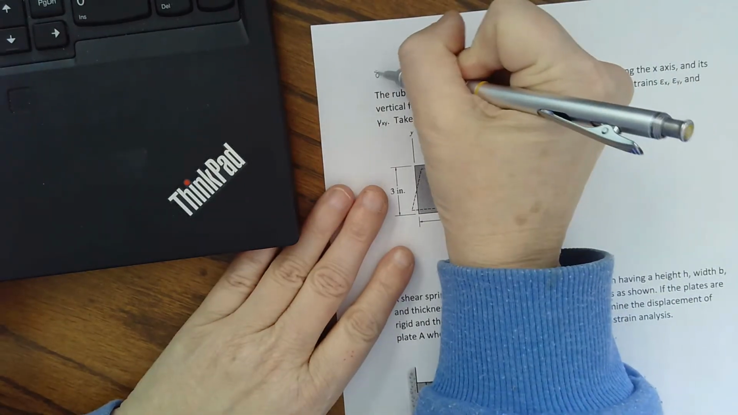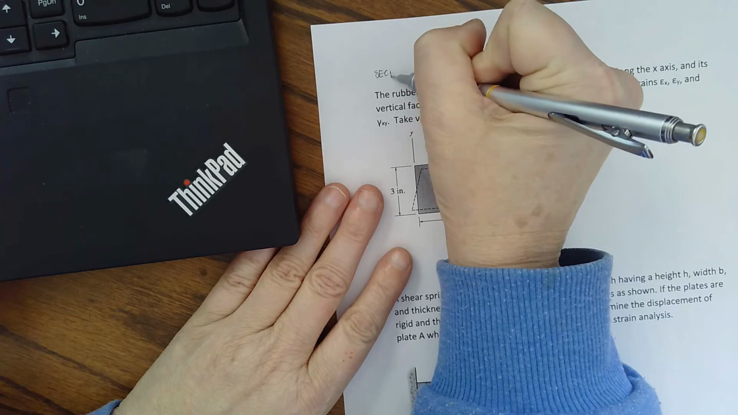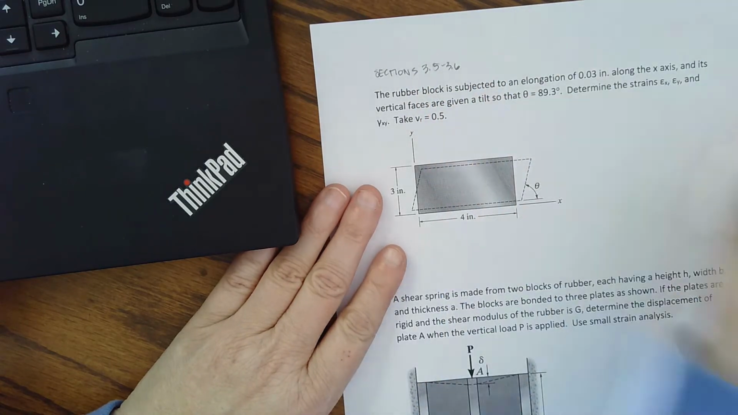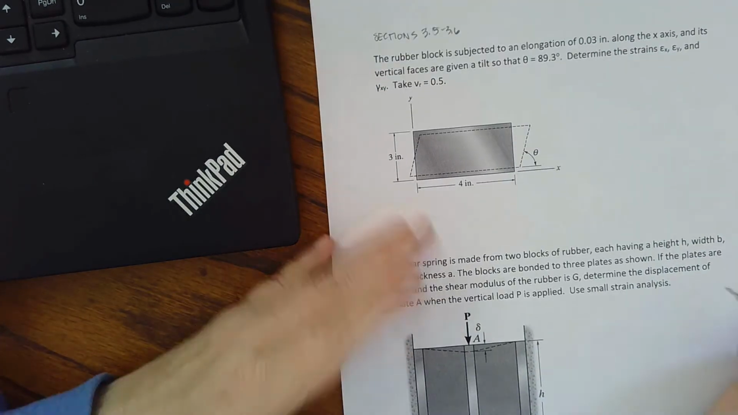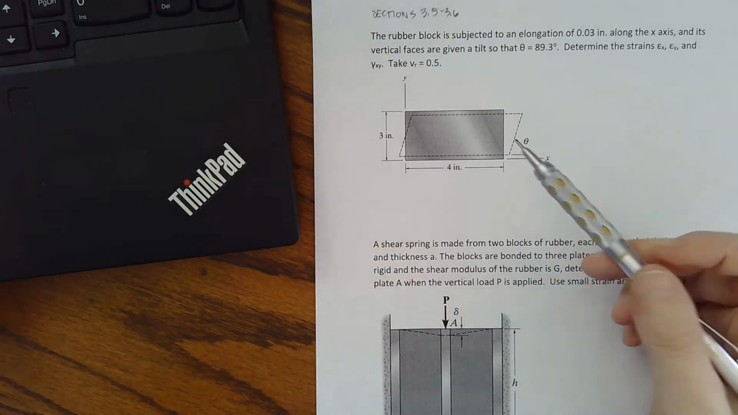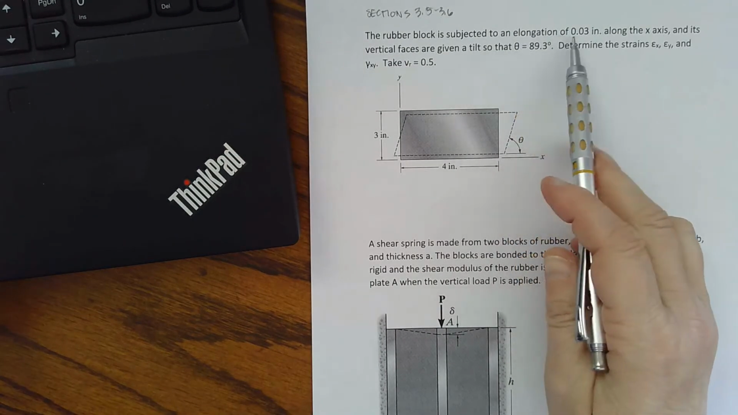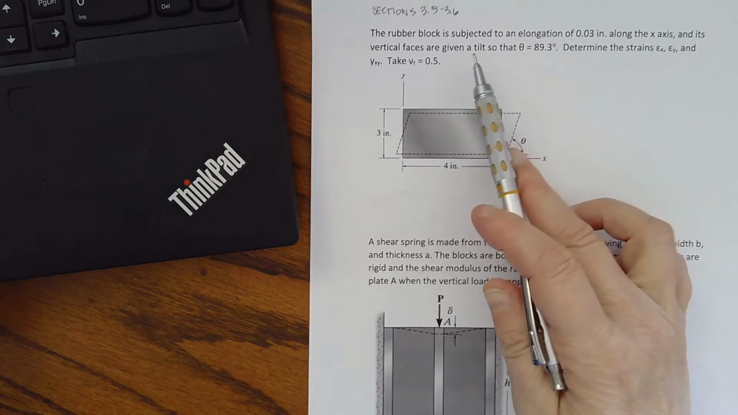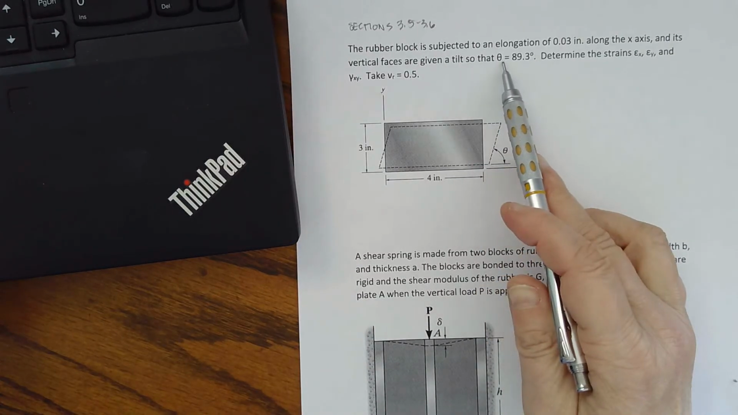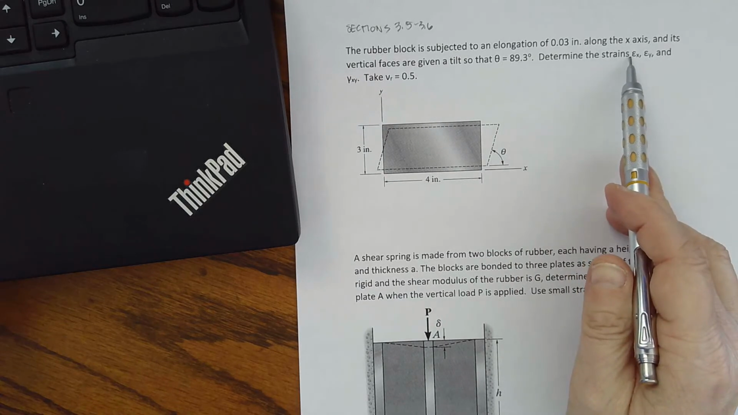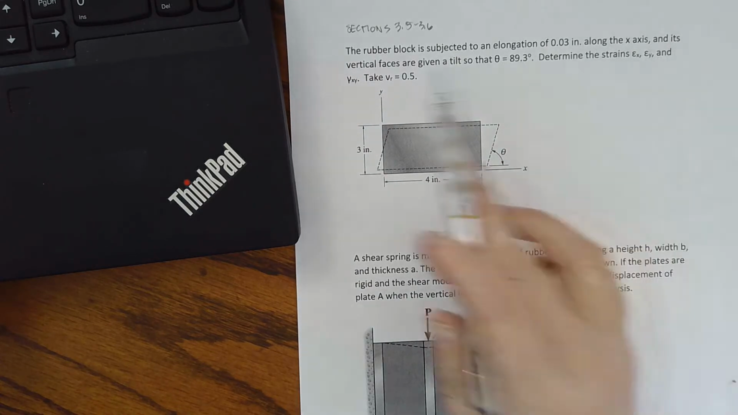Okay, so we are continuing in sections 3.5 and 3.6, which is really all of chapter 3 at this point, and this is the second page in that example packet. So we have a rubber block. It's subjected to an elongation of 0.03 in the x direction, and its vertical faces are given a tilt so that theta equals 89.3 degrees. Determine the strains at x, y, and okay.